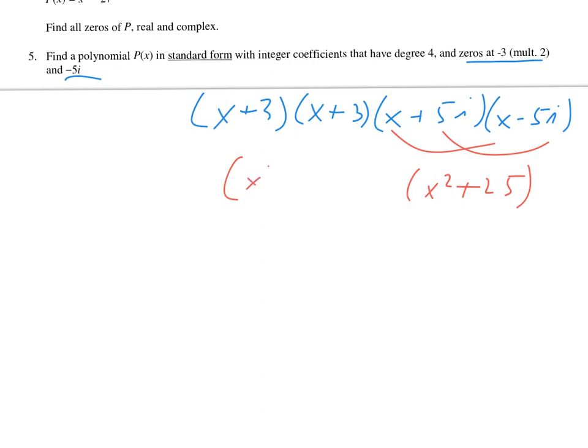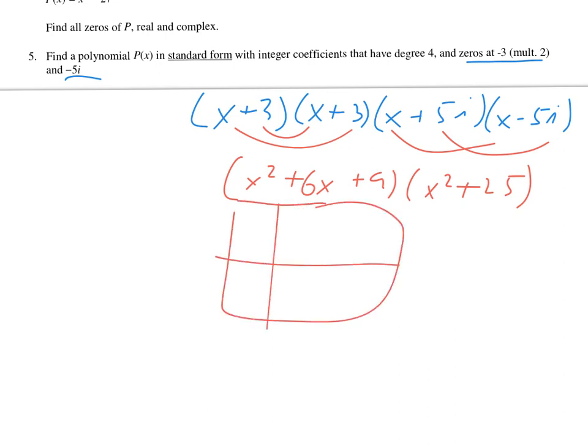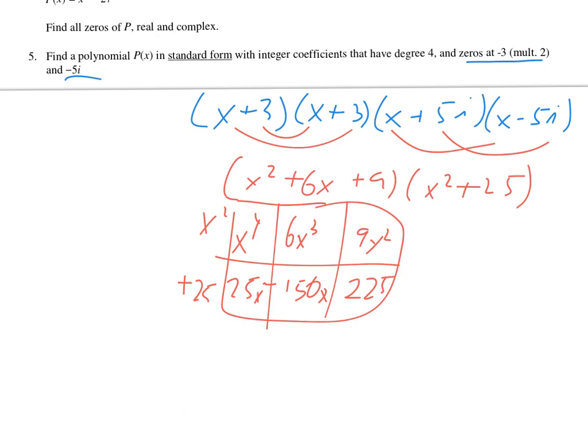And these ones I need to do a full FOIL, so it's going to be x squared plus 3x plus 6x, and then plus 9. Now I need to multiply those two together. So we get x to the 4th, 6x to the 3rd, 9x squared, 25x squared. That'll be 150x, and then if I have 9 quarters, that's $2.25, so 225. Now I'm going to combine like terms: x to the 4th plus 6x to the 3rd, and then 34x squared, and then 150x, and then 225, and then that's it.